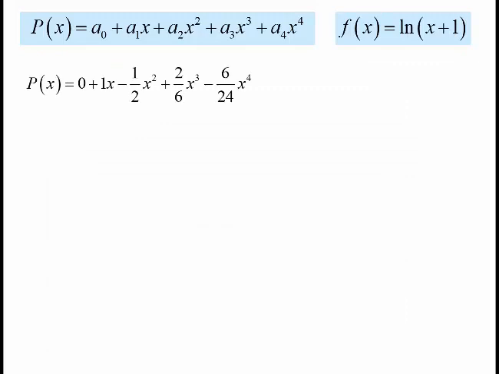So this is what I've got. I've got my polynomial P of x. This was a sub 0, a sub 1, a sub 2, a sub 3, a sub 4. And notice that I still have the x squared, the x cubed, and the x to the fourth. Those are staying. All right, so it just simplifies and looks like this.